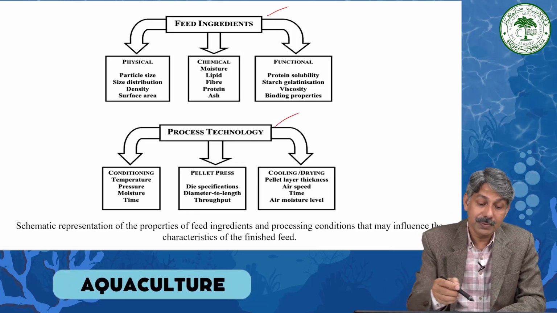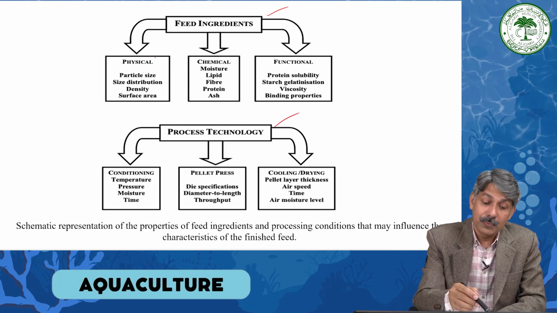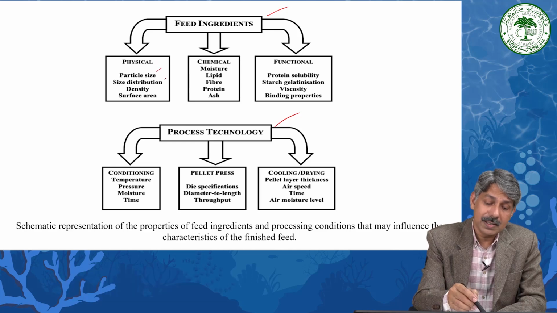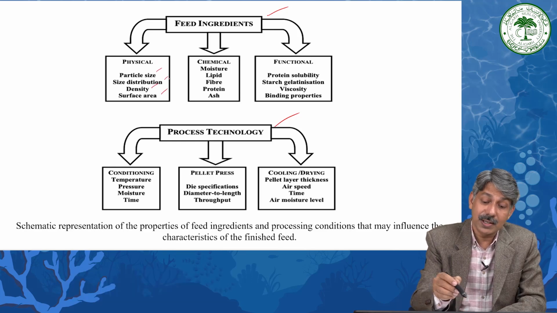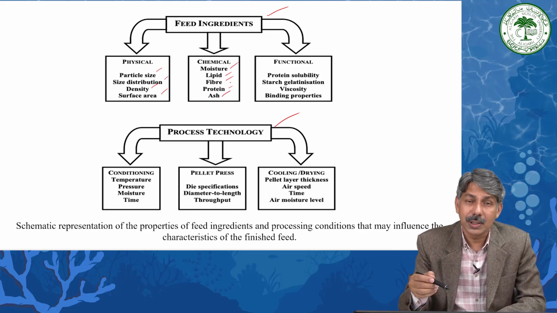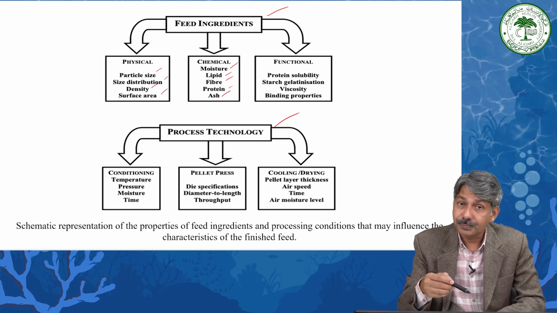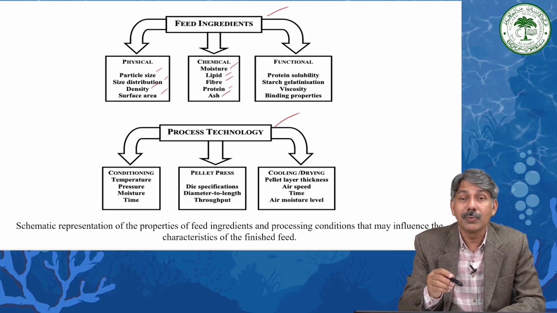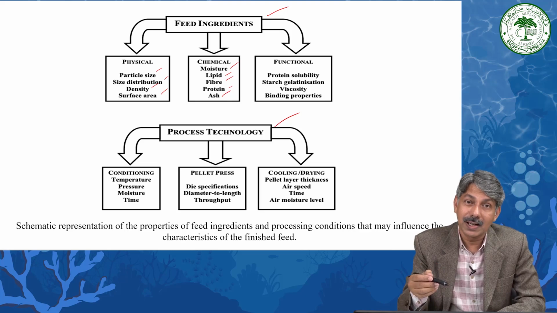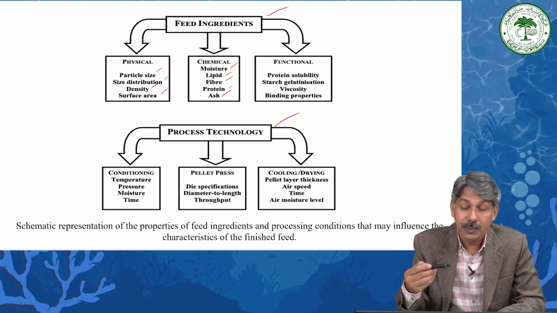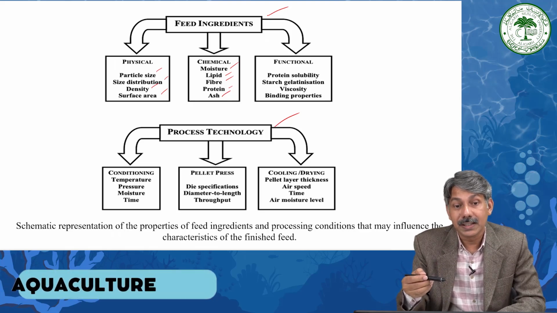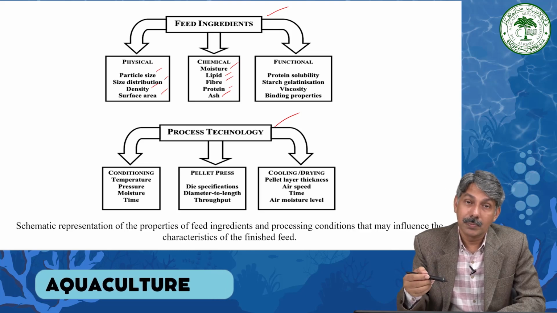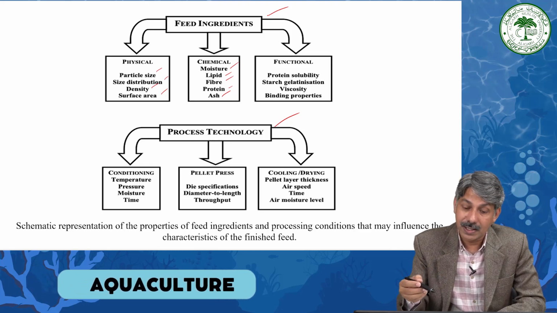What are properties of feed ingredients that may influence? Physical properties: particle size, size distribution, density, surface area. Then we have chemical characteristics, properties like moisture, lipid, fiber, protein, ash, which is for the minerals. So all this information we already have at hand before taking up the ingredient for producing pelleted diet or dry diet.